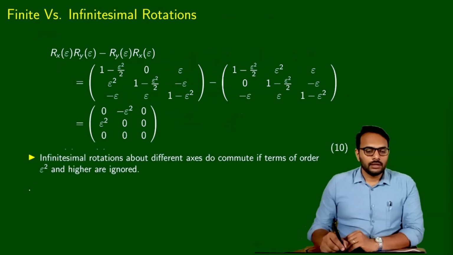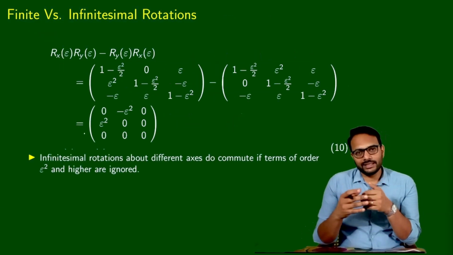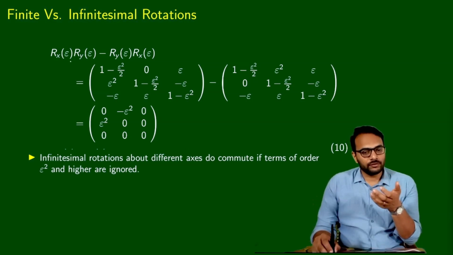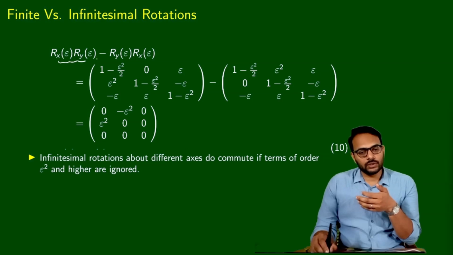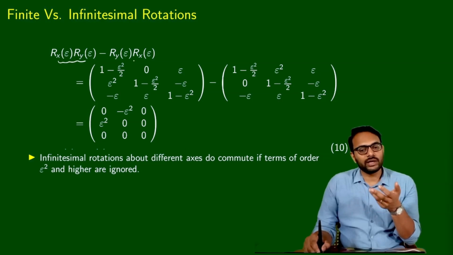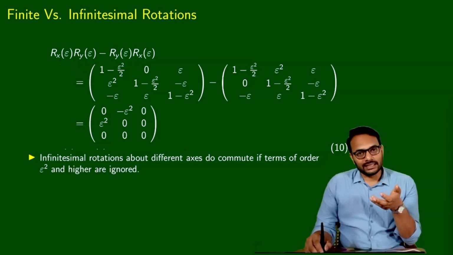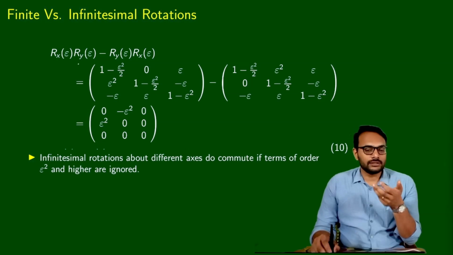Now we are ready to figure out the exact way in which the rotations about different axes fail to commute. You just have to find the difference: Rx of epsilon, Ry of epsilon minus Ry of epsilon, Rx of epsilon. Again, this is the rotation about the y-axis followed by a rotation about the x-axis. Here is a rotation about the x-axis followed by a rotation about the y-axis. If the result of these two rotations in different orders is the same, then this difference would be 0.